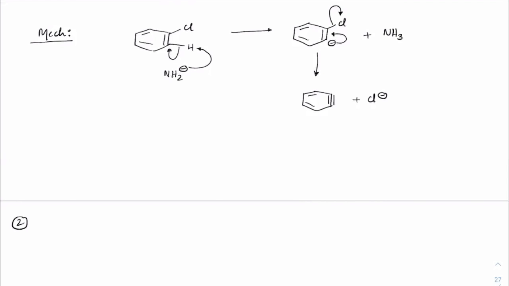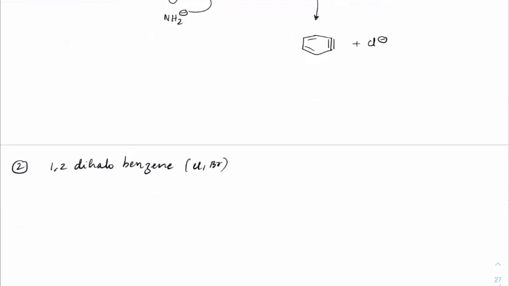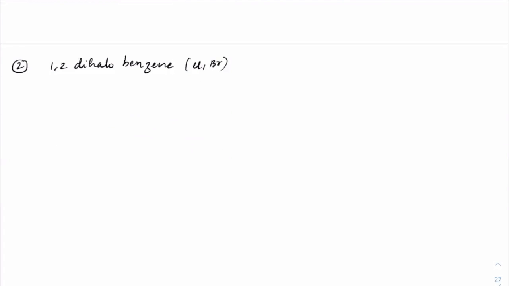Second way to generate benzyne is by using 1,2-dihalobenzene. In case you have any 1,2-dihalobenzene, preferably chlorine or bromine. Fluorine and iodine do not give a great result in this. So chlorine and bromine, in case they are present on the 1 and 2 positions of benzene, then how do we generate it? Let's see that.